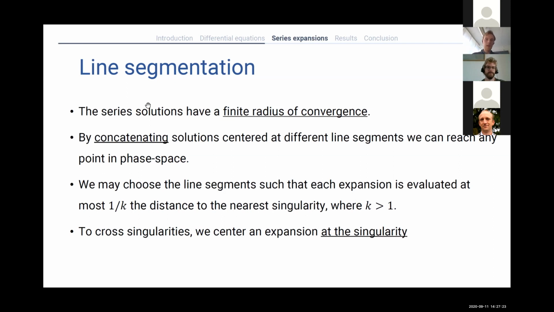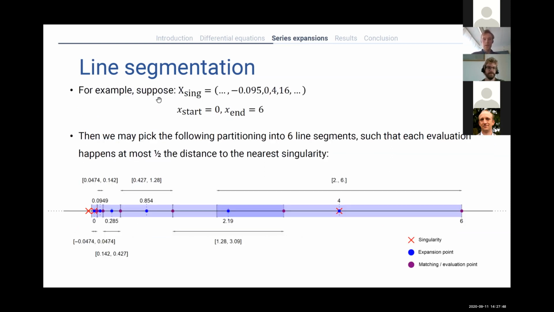Now, every series solution has only a finite radius of convergence. So what you want to do is to concatenate the series solutions. And furthermore, for each individual segment, you don't want to evaluate too close to the singularity. So one thing you can do is, for example, only evaluate series at 1/2 the distance to the nearest singularity, or 1/3. And then the convergence becomes a lot better. I have made a nice picture here that shows you how that segmentation works.